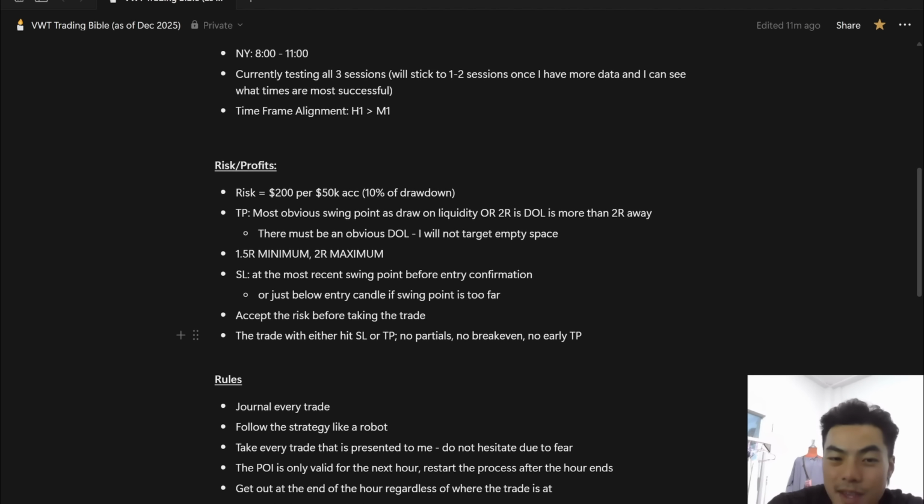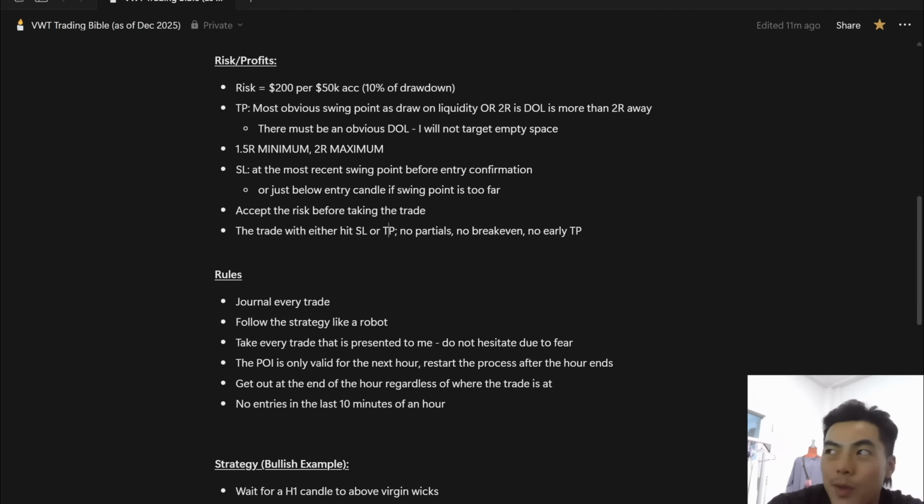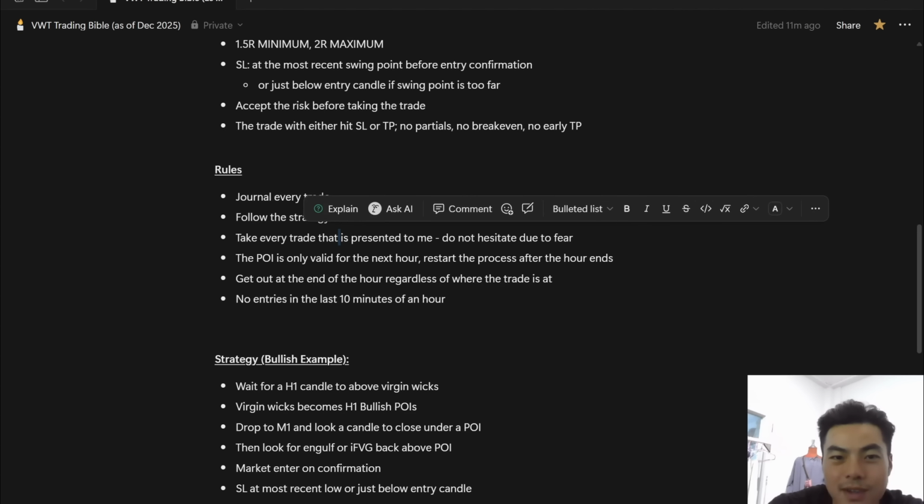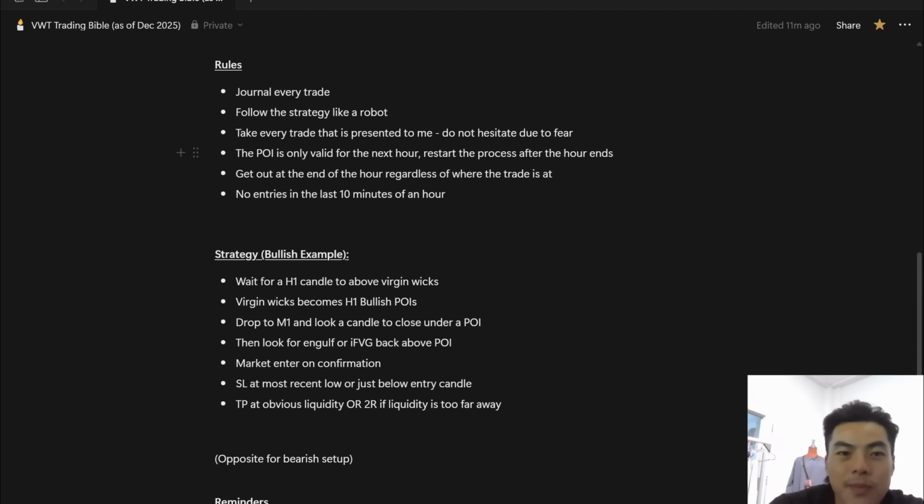The trade will either hit stop loss or take profit. I will not take partials. I will not move to break even. I will not do an early take profit. It is one outcome or the other. No other way about it. My rules are I journal every trade. I follow the strategy like a robot. I take every trade that is presented to me. I will never hesitate due to fear.